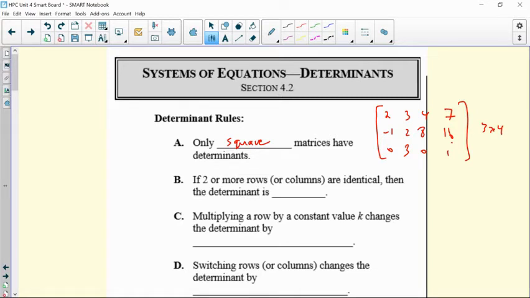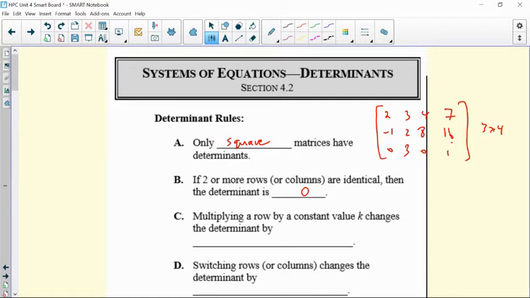Okay. Now, if you have a square matrix, but 2 of the rows or 2 of the columns are identical, that means your determinant will be 0, because if you have 2 rows that are exactly the same, you could subtract one from the other and you get a complete row of zeros. So the measurement of the determinant, and we haven't determined what that is yet, is equal to 0.